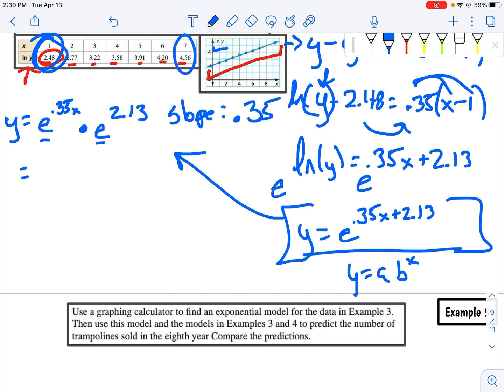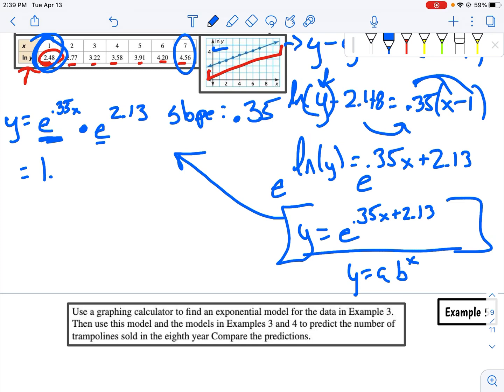Now if we simplify e to the 0.35x, we could split that up as well. Whoops, I want to backtrack. I don't want to split those up. My fault. I don't want to split that up one more time. We just want to simplify from here. That's why I stick to my notes.